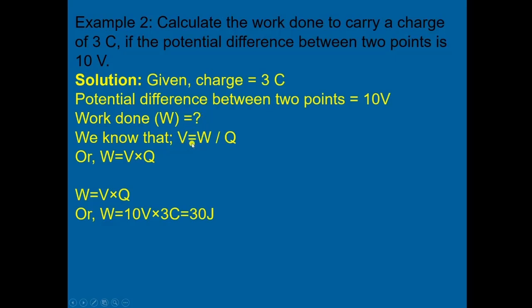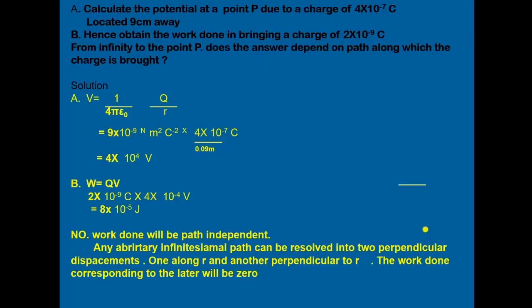Now we know that V is equal to W upon Q, or W will be equal to Q into V. To multiply this, we have been given V as 10 and Q as 3. Answer will be 30 joule.